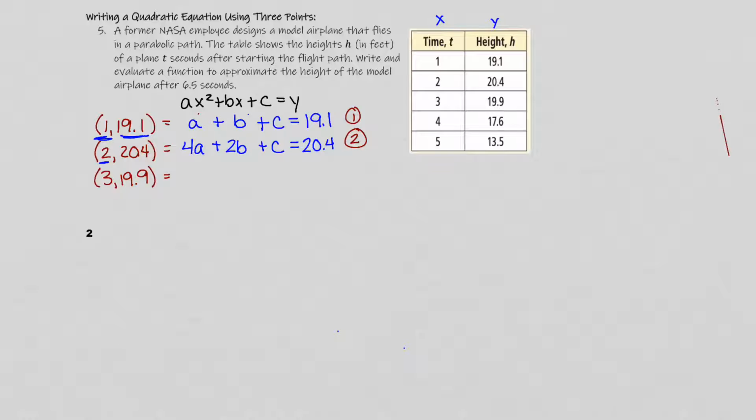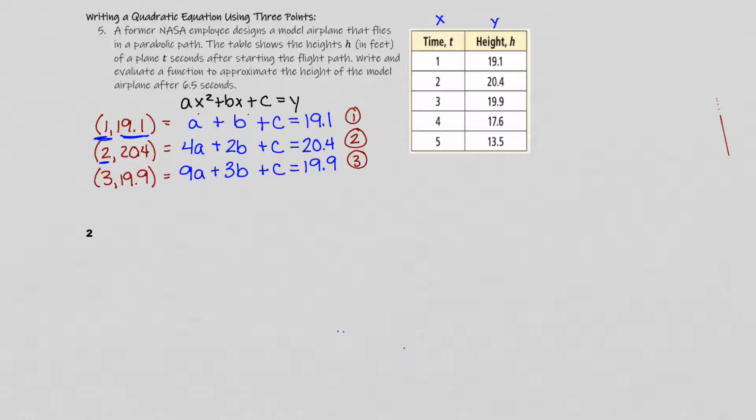Then I'm going to plug in the third point for x and y. So again, a times x squared, and x is 3, so I'm going to have 9a, because 3 squared is 9, plus b times x, x is 3, so I have 3 times b, plus c equals 19.9. And that gave me equation number 3. So now we have a 3-variable system. So this goes back to 1.4.